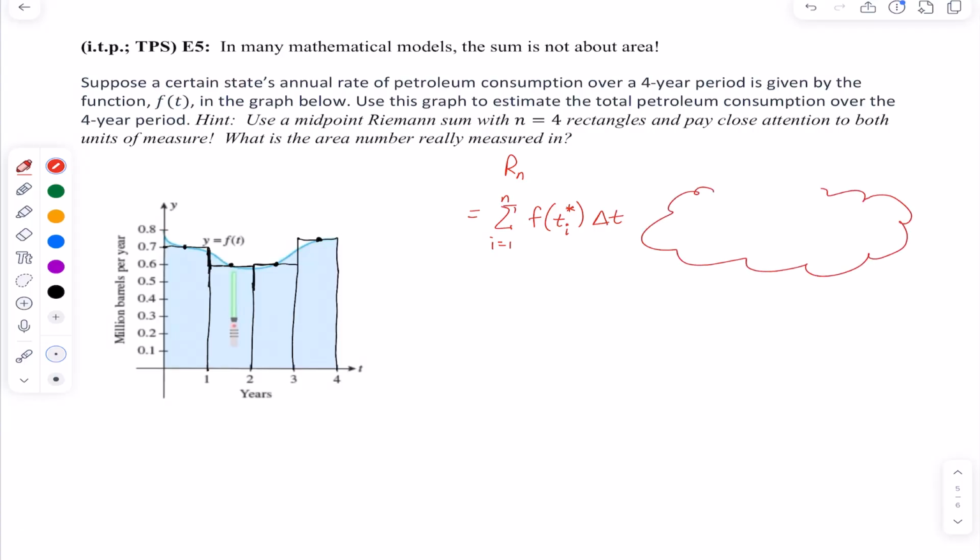And if we analyze the units of measure, we notice we have millions of barrels over years, or per year, times a measurement of time. And our measurement of time is in years. Once again, notice the unit analysis. Notice you're left with the Riemann sum that is measured in millions of barrels.